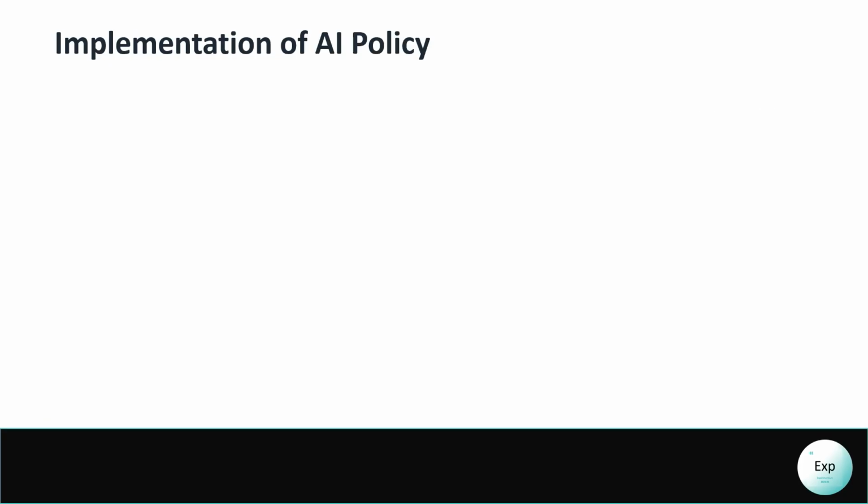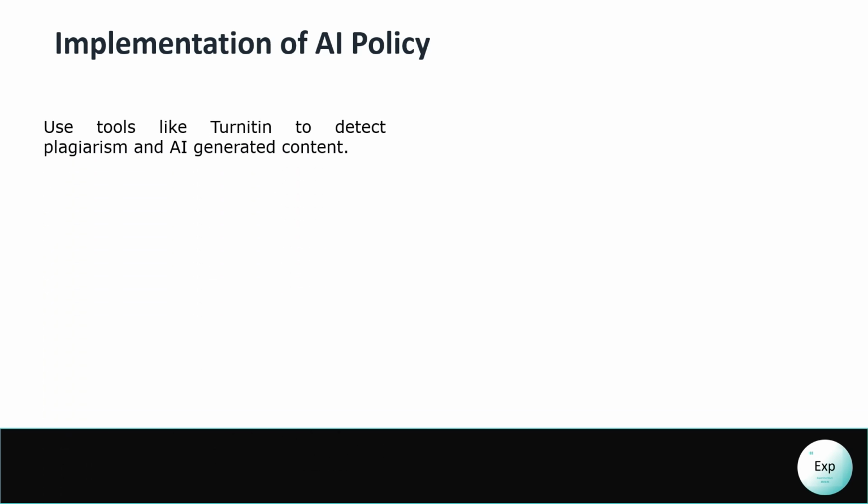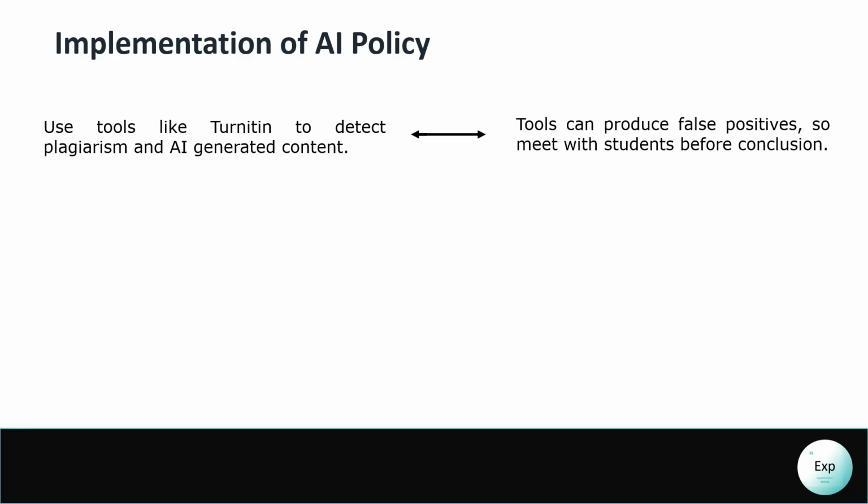So how do we implement an AI policy? The first stage is to use some kind of tool that allows even for not perfect detection, but some detection of AI-generated content. Be mindful that these tools, including Turnitin, can produce false positives.